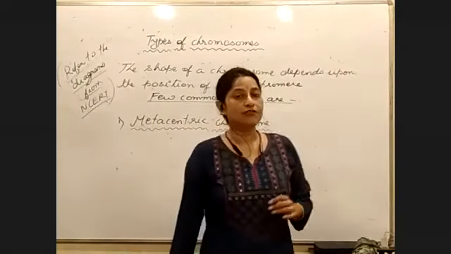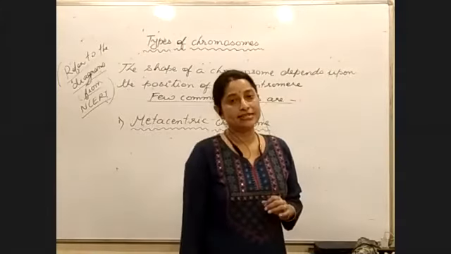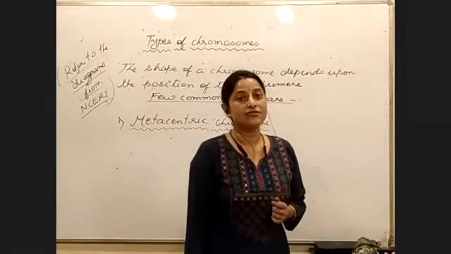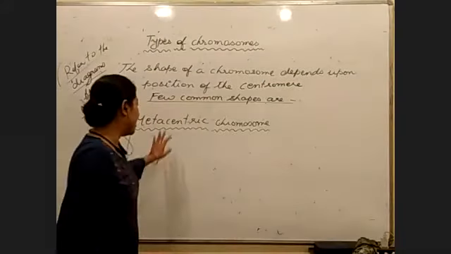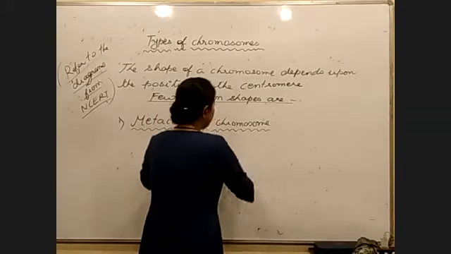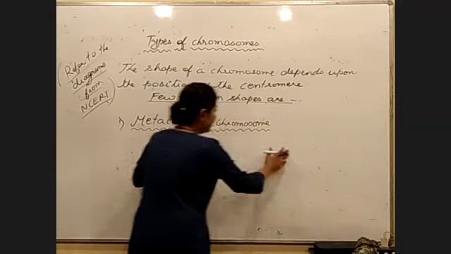You have to read the diagram and identify which type of chromosome it is. Either it's metacentric, or telocentric, or acrocentric, or acentric, right? So keep the diagrams in your file. As far as information is concerned, when we talk about a metacentric chromosome, what will we write?